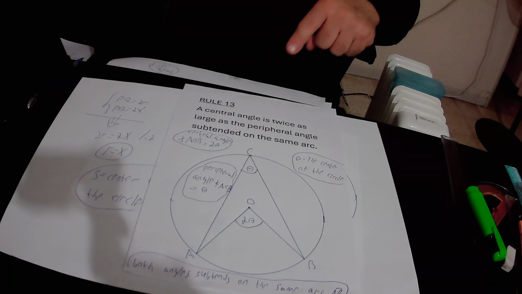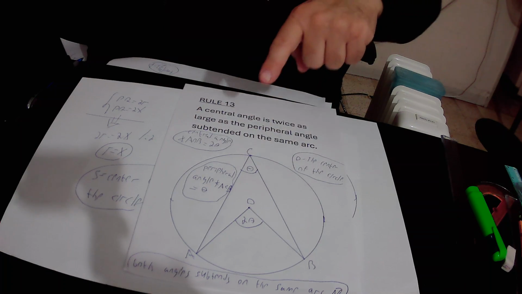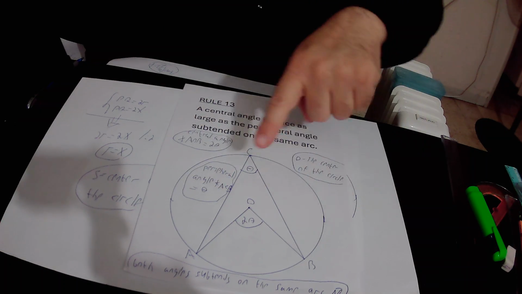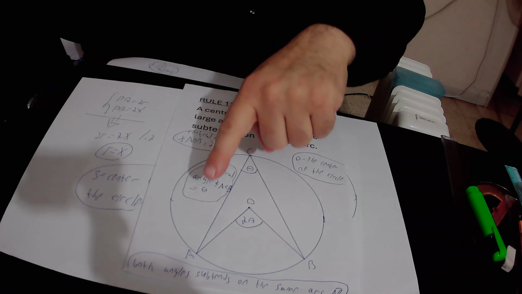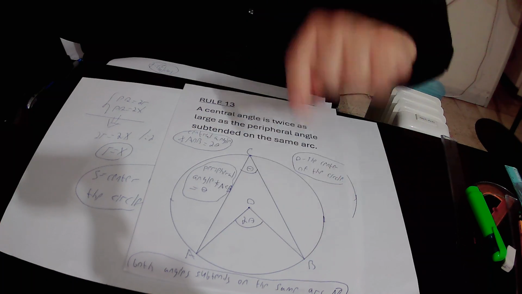So in the drawing we have a circle. Inside this circle we have peripheral angle ACB. This peripheral angle ACB equals theta in size and is subtended on arc AB.